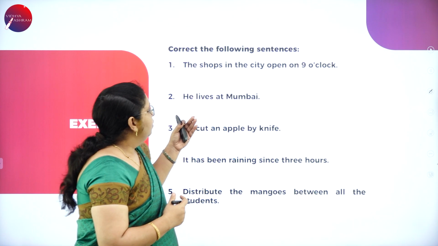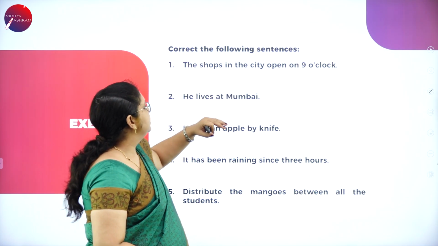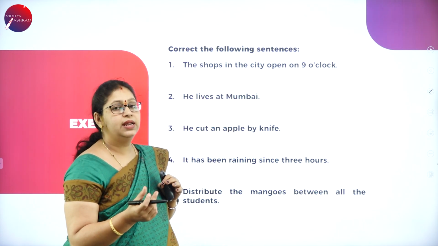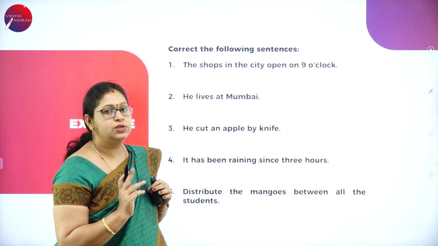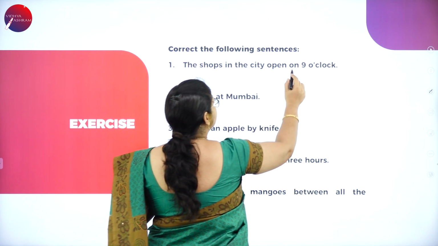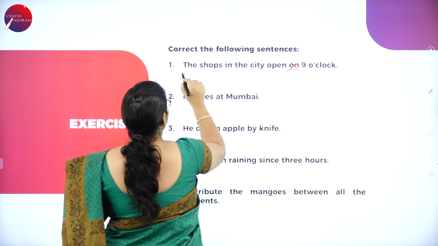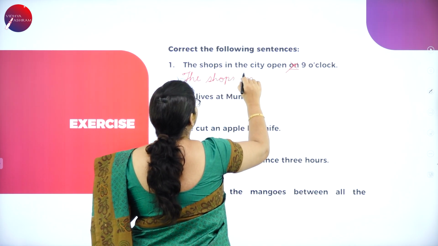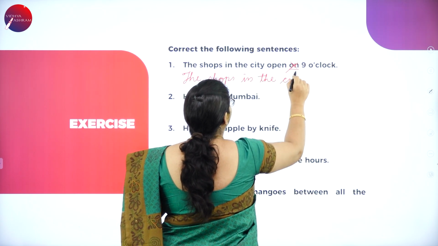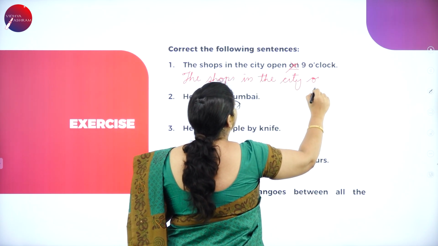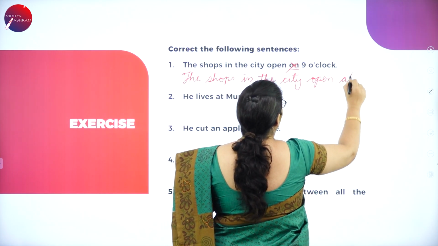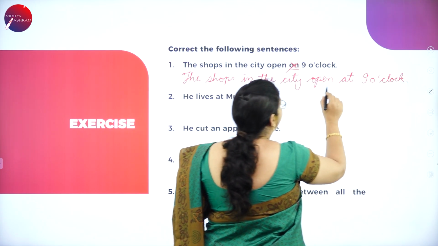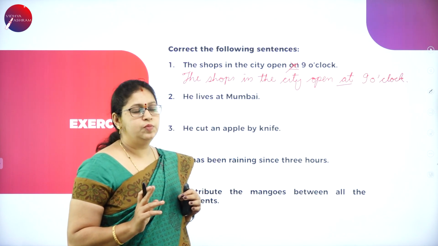So, one more exercise. Correct the following sentences. The shops in the city open on 9 o'clock. When we are telling the exact time, we should use the preposition at. So, this is the wrong one. The shops in the city open at 9 o'clock. So, at is the correct preposition to be used.